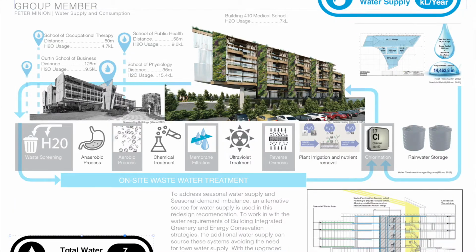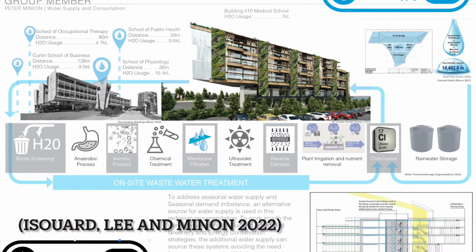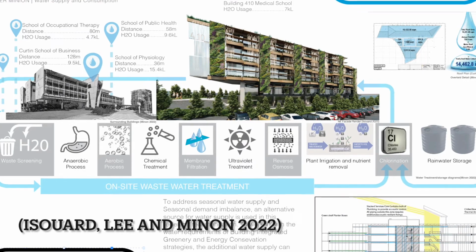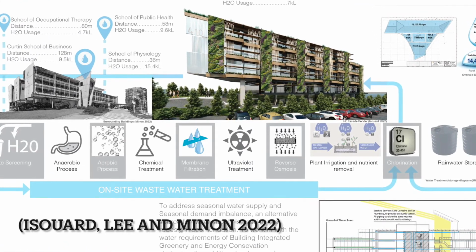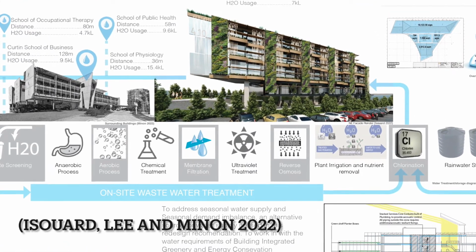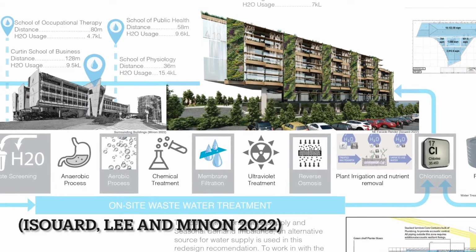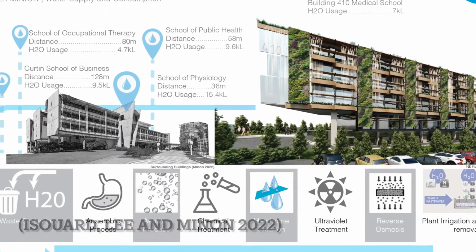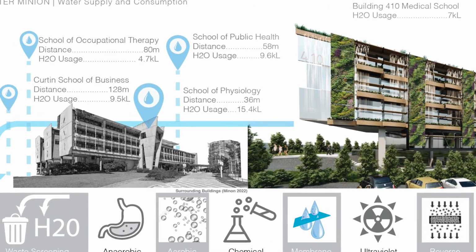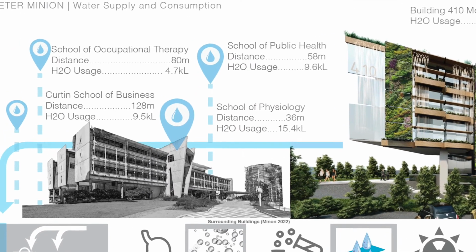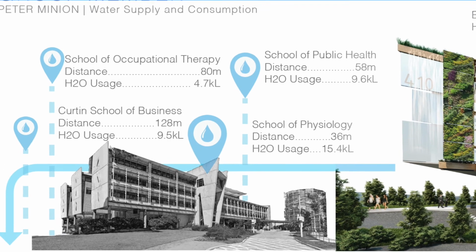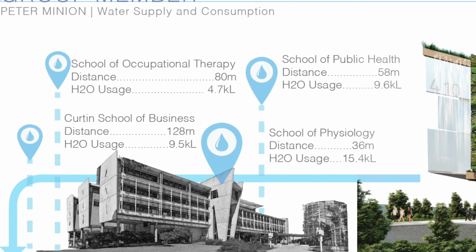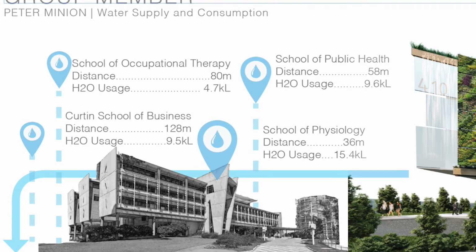As per the precedent buildings, it is recommended that the additional water be sourced from the surrounding precinct buildings and possibly from any sewerage running locally through the area, to be treated on-site for reuse within the building. Just looking at the immediate location, buildings such as the School of Physiology, Occupational Therapy, Public Health and Curtin's business schools may provide an additional 40 kilolitres of water annually, and the seasonal supply would more closely match the seasonal demand.